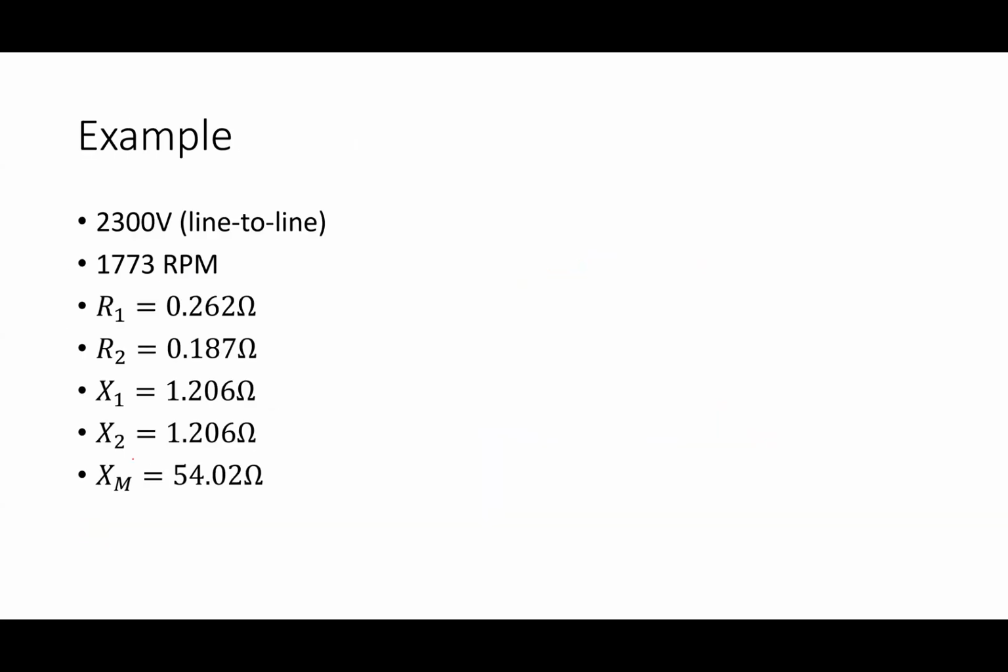So anyway, let's look at an example on that one. This is the same machine I looked at last week. Let's say this guy is rated, I'm applying the rated voltage, 2300 volts line to line. I've got all those parameters right there, and he's operating at 1773 RPM. All right, so let's say that's where he's actually operating. There's some load on it, and that's where he is.